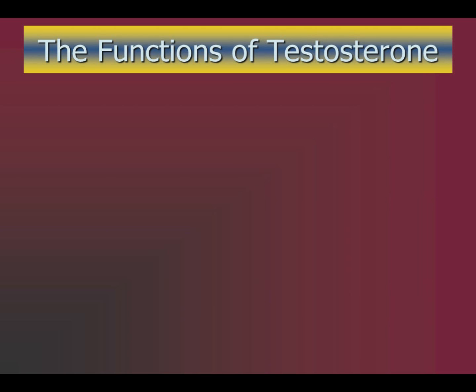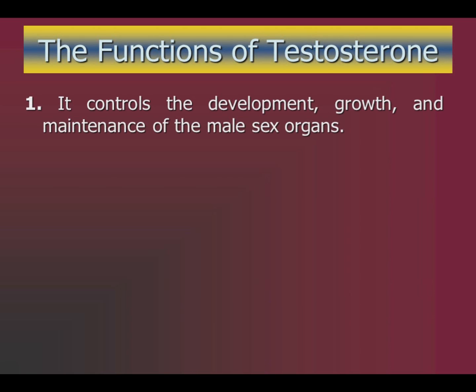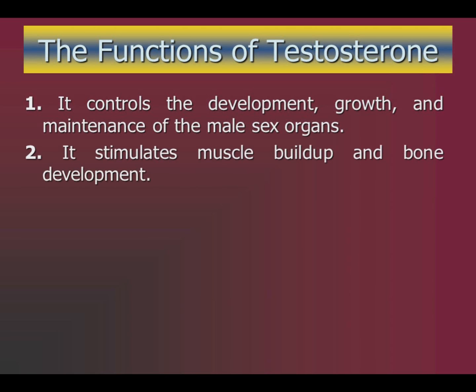The functions of testosterone. Testosterone has a number of effects on the male body. It controls the development, growth, and maintenance of the male sex organs. Just before birth, it causes the descent of the testes from the abdominal cavity into the scrotal sac. During puberty, it stimulates bone growth, resulting in the development of broad shoulders and narrow hips. It stimulates protein buildup in muscles, producing muscular development, typical of males with more bulk and firmness in their muscular physique.